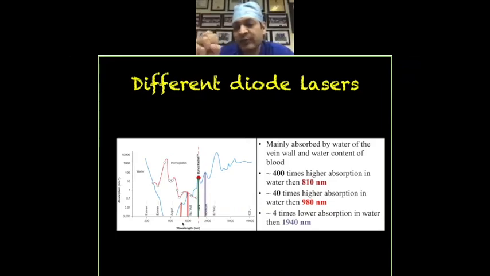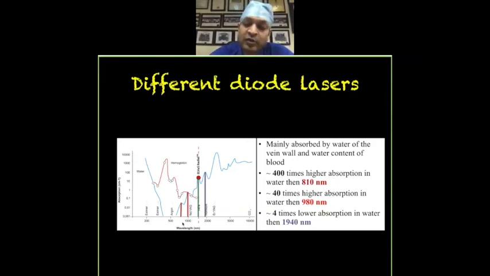I think we have already reached the highest level of the laser. So I personally feel there may not be much difference between 1940 and 1470 laser, but we don't know. There may be long-term effects which we don't know. Definitely lesser energy is used in 1940 than 1470, so that may be gentle on the patient.